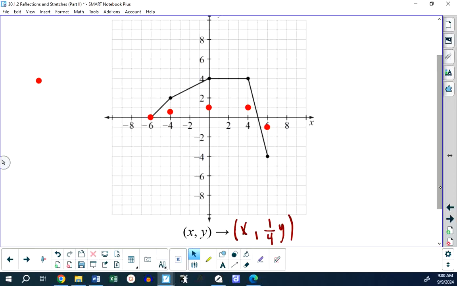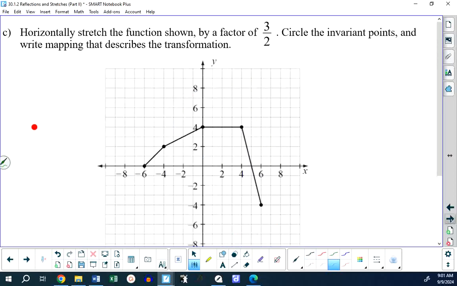And then we can connect them all. And you could connect them as you're plotting the points, or you could wait till the end. It doesn't matter. And again, notice that there is this point here that doesn't move, so these two are invariant points, and we've already got the mapping. Capiche? For A and B? Okay, so you should be able to do really C and D. I'm going to pick up the pace just a little bit here.